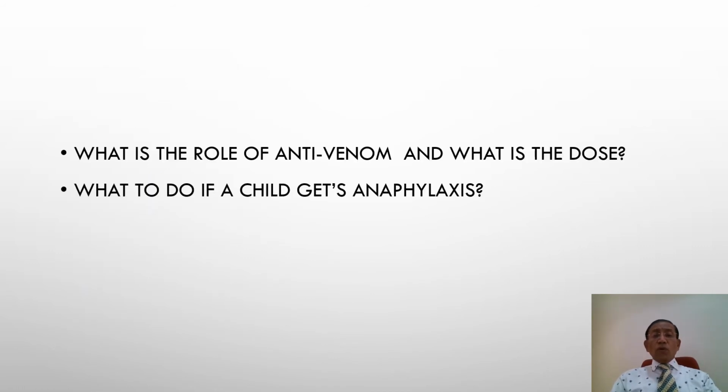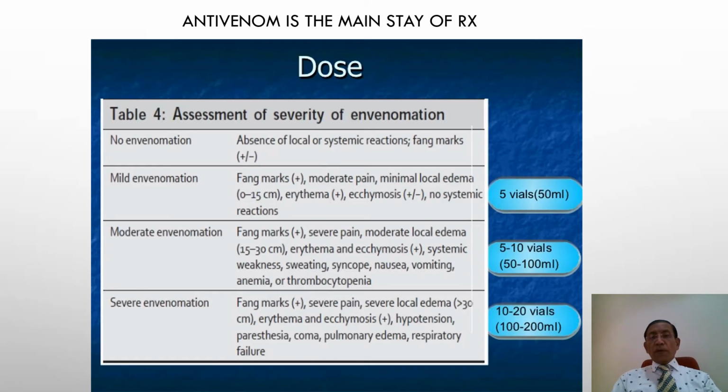What is the actual role of antivenom? The commonest thing is that, as it is an equine product, the child usually gets anaphylaxis, and therefore what to do? This is a chart which tells us that if there is no envenomation, or there's only a bite and no envenomation, then in the absence of local and systemic reactions and fang marks, you should not give any anti-snake venom.